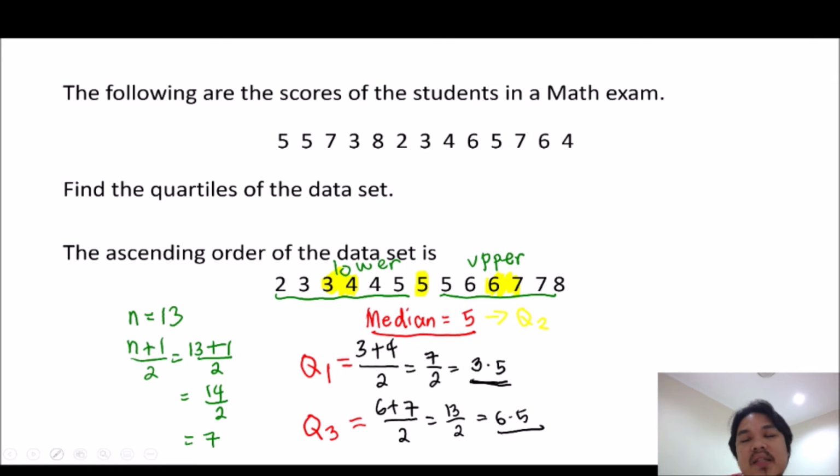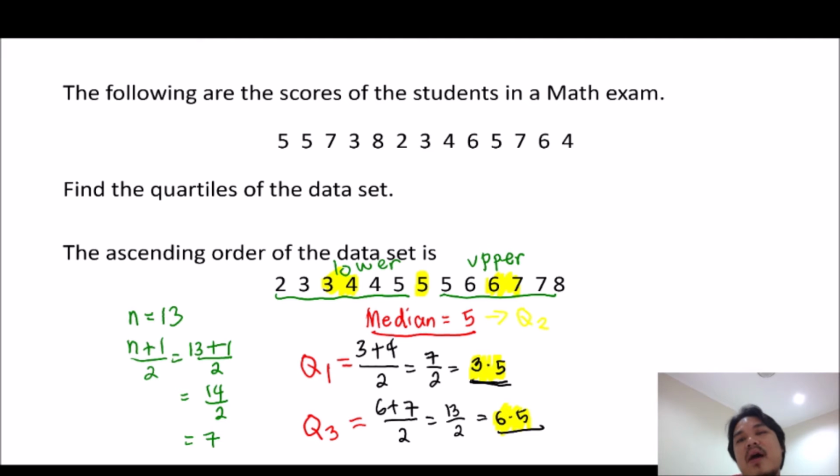Okay, then quartile 1, that is the middle value of the lower half. So in our example, that is 3 and 4. So we will get the average of 3 and 4, which is 3.5. And for quartile 3, that is the middle value of the upper half, which is 6 and 7. So we will get the average of it. So that is 6.5. Okay, so that's how you find the quartiles of a given data set.